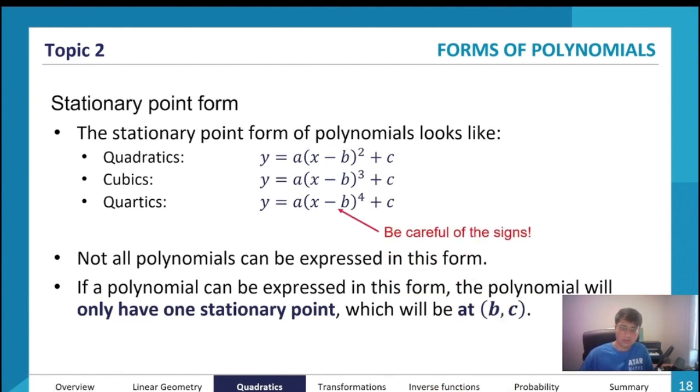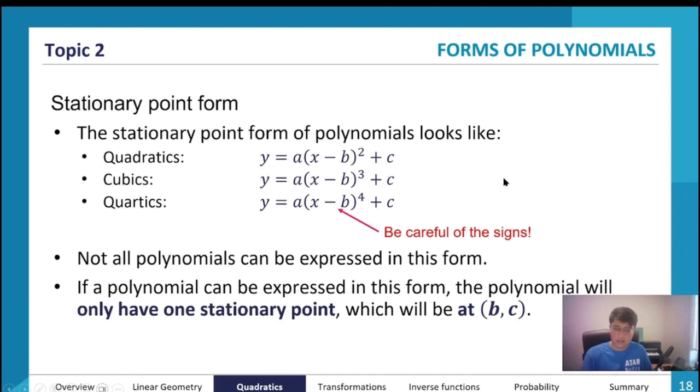Now, one thing you want to be careful of is the sign here. A lot of people make the mistake of thinking, okay, so the stationary point, let's say it's at 3, 4. The x value is 3, the y value is 4. So let's say we're dealing with a quadratic here. We only have one stationary point, so the stationary point at 3, 4 is the only stationary point there. So we can express the equation of the curve in this form here. They might make the mistake of going y equals a times x plus b squared plus c. You can't do that. That's going to give you the wrong curve. You always have to make sure you don't miss the negative there. So it's going to be a times x minus 3 squared plus 4 in the case of the situation that we're dealing with.